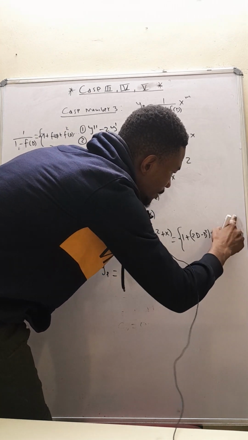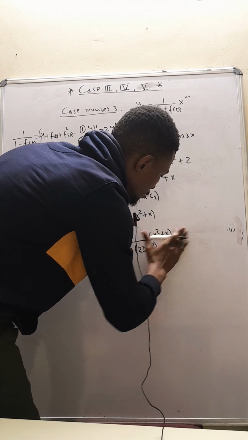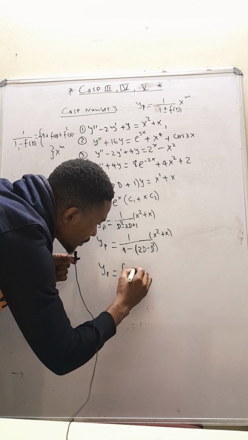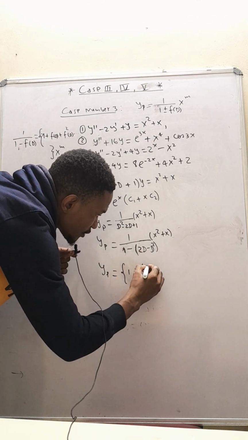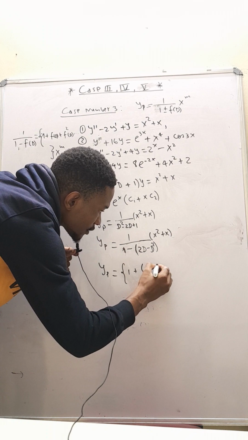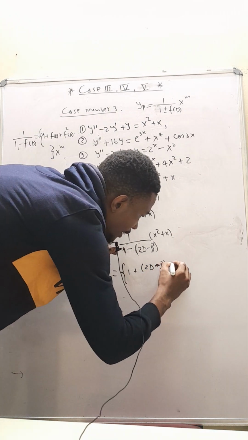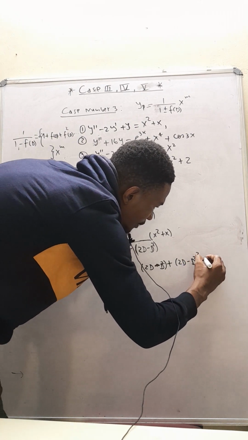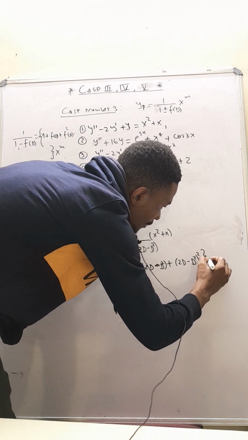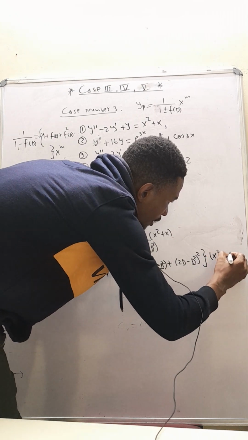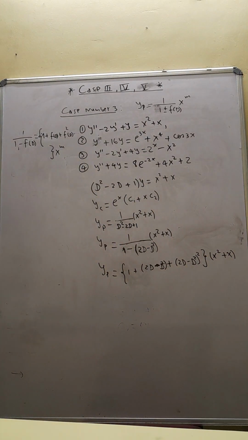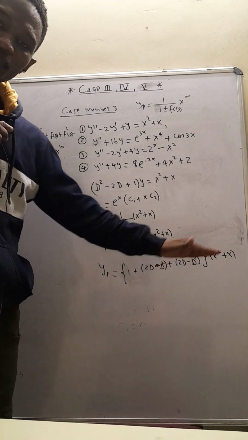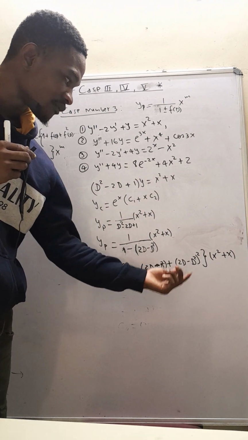Sorry, no space here, so I will write it down here. It will be 1 plus f of D, that is 2D minus D squared, then plus 2D minus D squared, then I will stop here, and I will write x squared plus x. Now the question is, how long do you have to go to discover that you have to stop?